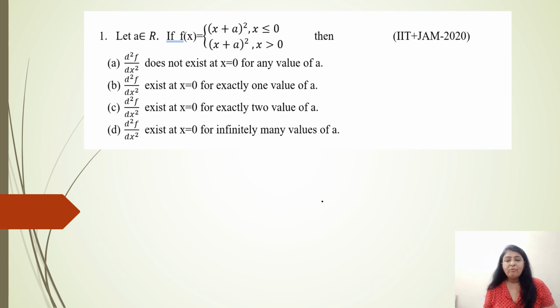So you have to check which of the options is correct, and what you have to find is the second derivative of the function, whether it exists or not, for any value of a, for one value of a, for two values of a, or for many values of a. This is our question. Now what will we do? We will first find out the values of a. Then for the corresponding values of a, we will find d square f by dx square. If d square f by dx square can be found for those values of a, then we say the second derivative exists. If we are not able to find it, then the second derivative of the function does not exist.